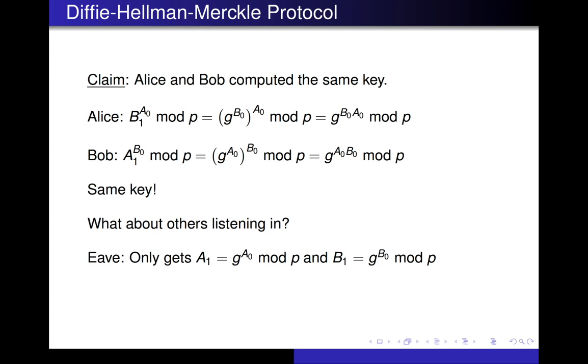All right, so the only thing that Eve gets to listen to is A1 and B1. And as we mentioned, knowing A1 and B1 makes it computationally impractical for her to figure out what A0 and B0 are. It's difficult to find A0 or B0, and if you can't find A0 and B0, then you're not going to be able to find the key, which is G to the A0 B0. You have to find that exponent in order to find the key, and you can't even find either factor of that exponent.